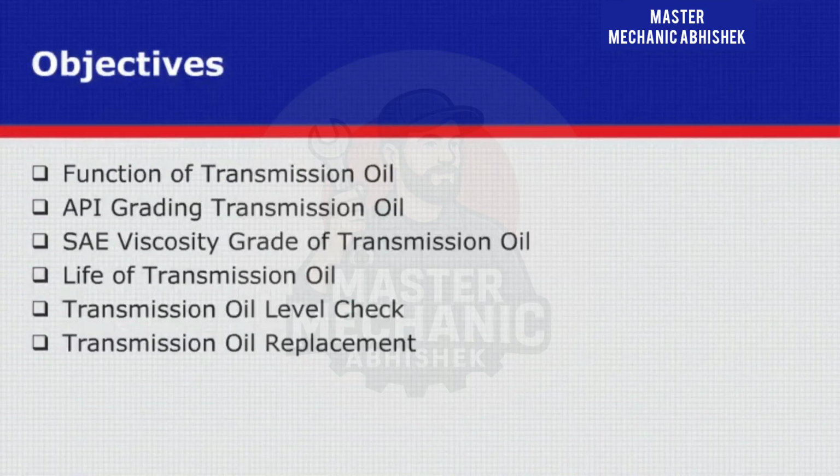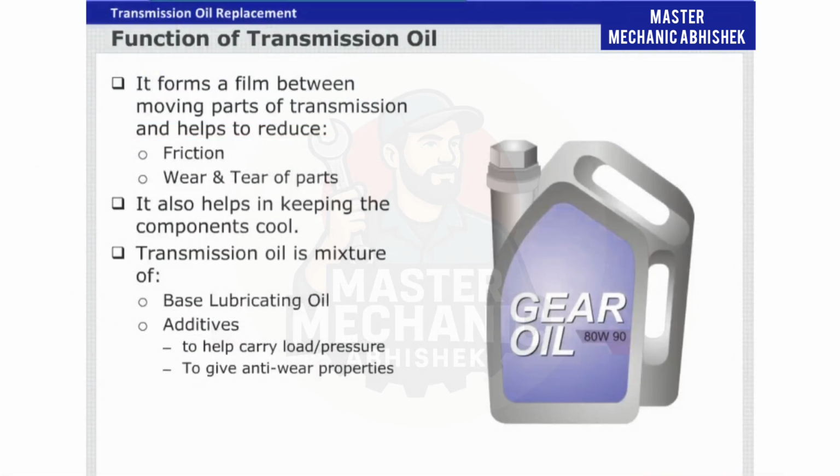The list shows the course objectives and the topics covered in this module. Transmission oil forms a film between moving parts of transmission and helps to reduce friction, wear and tear of parts. It also helps in keeping the components cool.